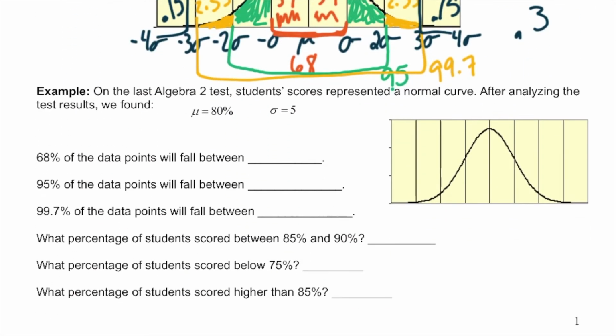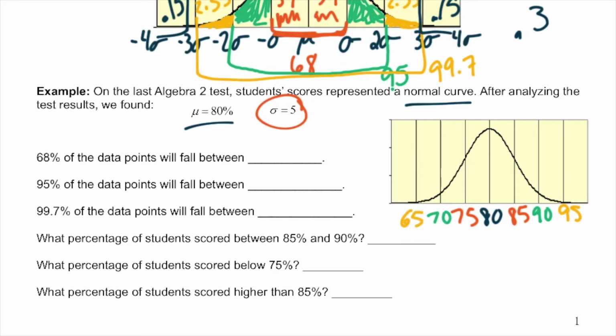So now let's do an example. On the last Algebra 2 test, we found that our students' scores represented a normal curve. That's important to know, so that it's going to fit this model here. We also found the mean to be 80, so I'm going to throw that in the middle, and the standard deviation is 5. So what I can do with this standard deviation is go and add 5 onto each of these lines, and then I'll go the opposite direction. So I'm going to subtract 5 going down here.